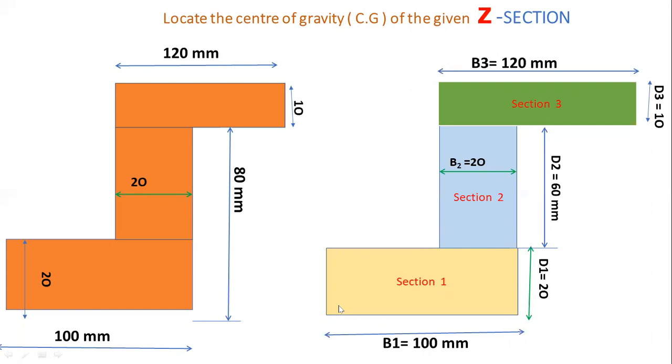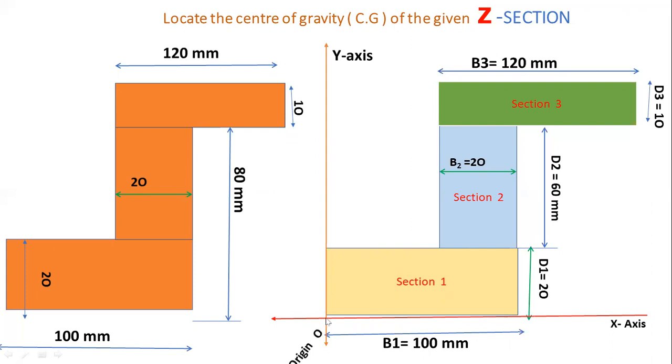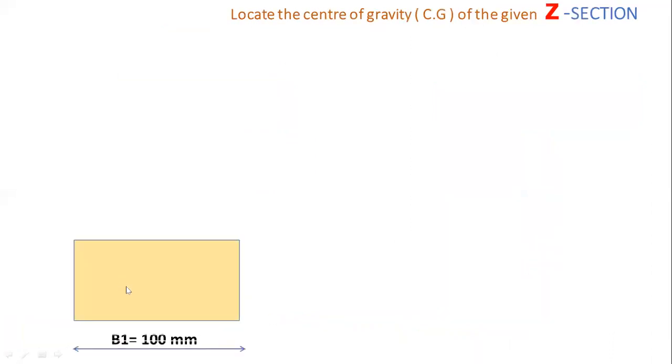Okay. For locating the centroid or center of gravity, you have to consider the reference x-axis and y-axis like this. Here, this is the origin. So this is the bottom rectangle. Let A1 be the area of the bottom rectangle. A1 equal to base into depth. That value equal to 100 by 20 equal to 2000 mm square.